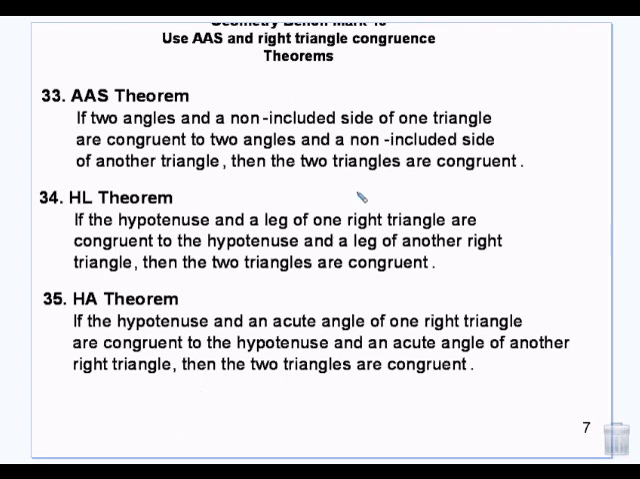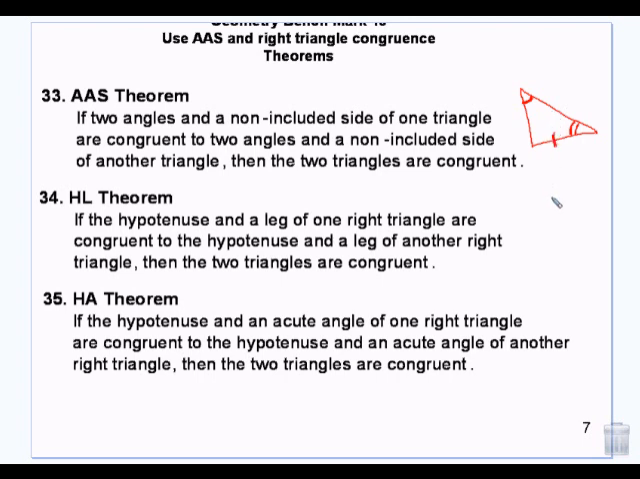Side, side, side, side, angle, side, and angle, side, angle. Now we have a theorem, which is angle, angle, side, which tells me if two angles and a non-included side are congruent. So basically, you have two triangles, right? You would have angle, angle, and then a side. So the side is not between the two angles anymore. Now it's after them. So you could have either of these two sides, but not this one, to be angle, angle, side.